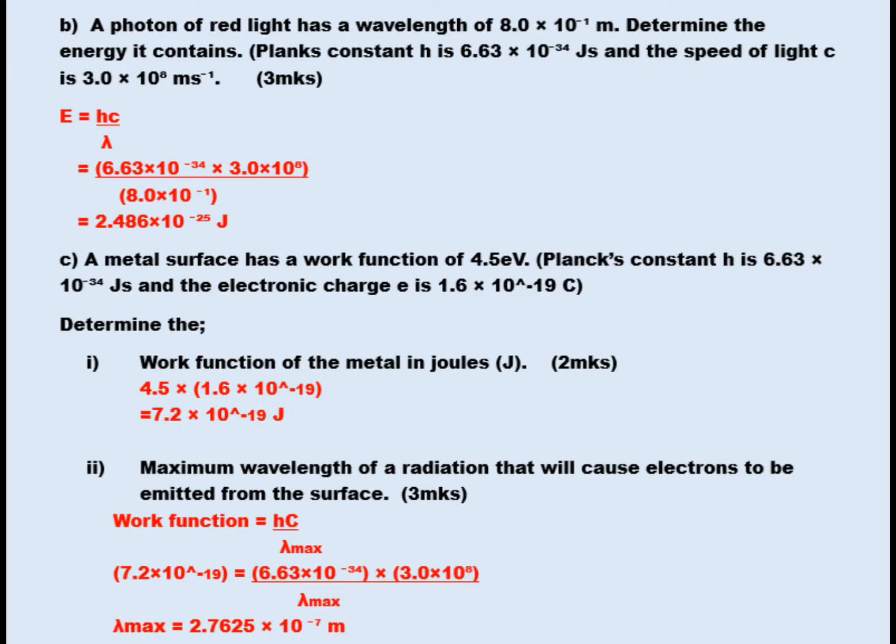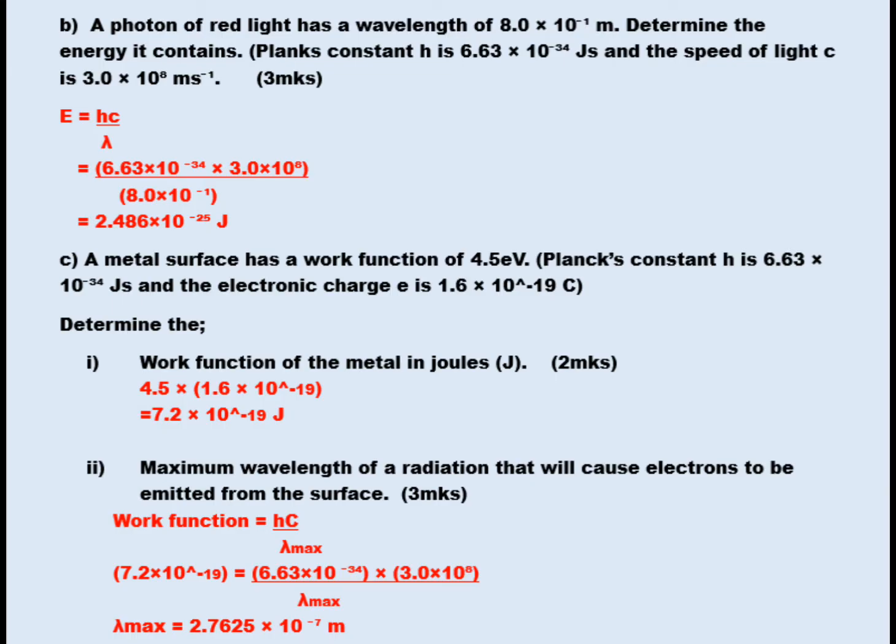So energy is hc over lambda, that comes from hf, where f is c over lambda. So energy is hc over lambda, plus constant times the speed of light all over the wavelength, and the answer is 2.46 times 10 raised to negative 25 joule. Let's go to number C.